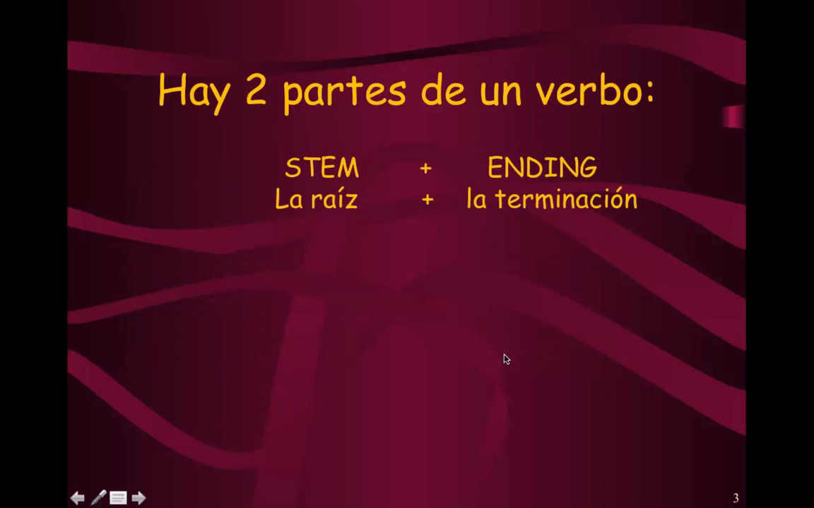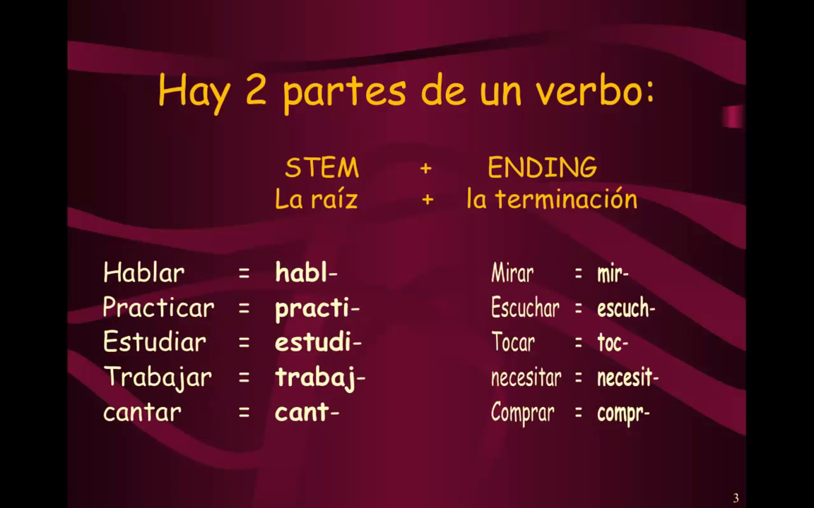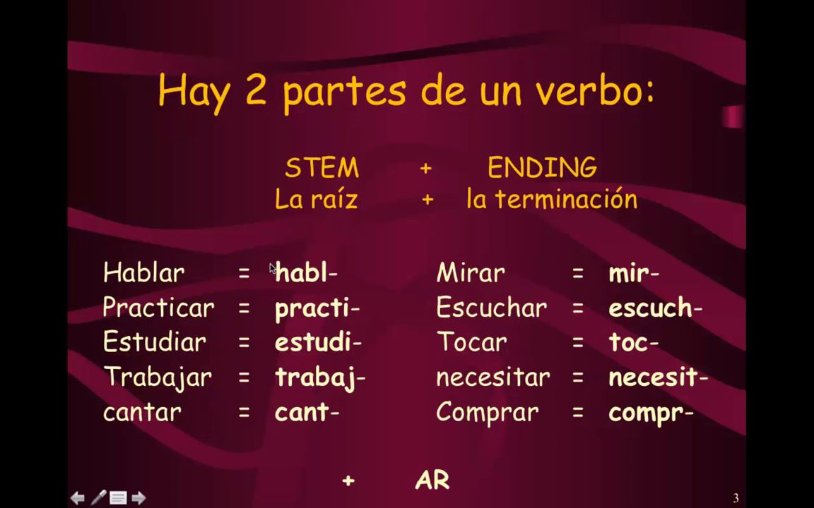Hay dos partes de un verbo. There's the stem, la raíz, and the ending, la terminación. So for example, you have hablar, the stem, la raíz is habl, and then your ending would be ar.